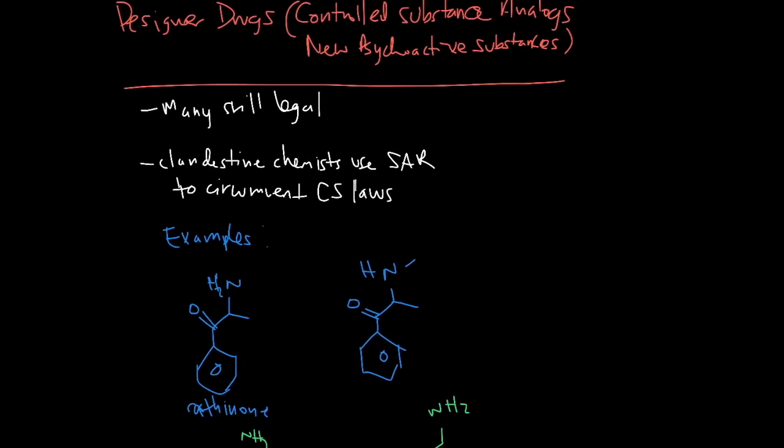Okay, so now let's talk about designer drugs. Everyone's favorite topic. These are also called controlled substance analogs or new psychoactive substances. Many are still legal. Why? Because people make more drugs than can be prohibited by law. So yeah, people are pumping out more drugs than the government can illegalize. So clandestine chemists use known SAR to circumvent controlled substance laws.